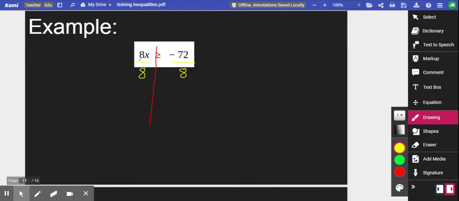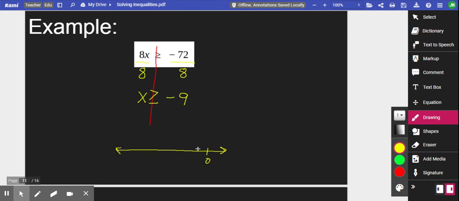So 8 divided by 8 is 1, and 1 times x is x. 72 is negative, so negative divided by a positive is negative. 72 divided by 8 is 9. Now, you'll notice that this number is negative. However, the number that we are dividing by is not negative. So therefore, our inequality symbol stays the same because we did not divide or multiply by a negative number. Now let's graph our solution set.